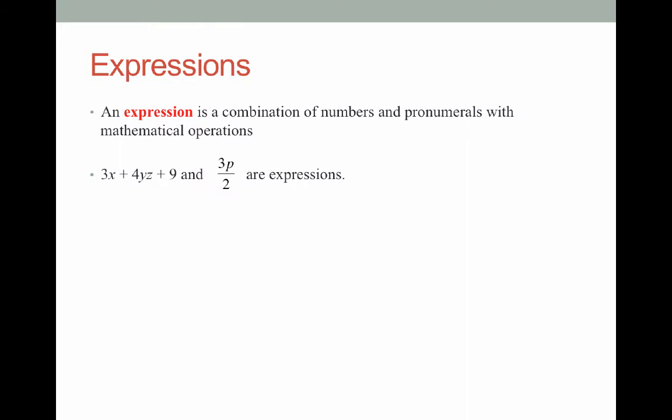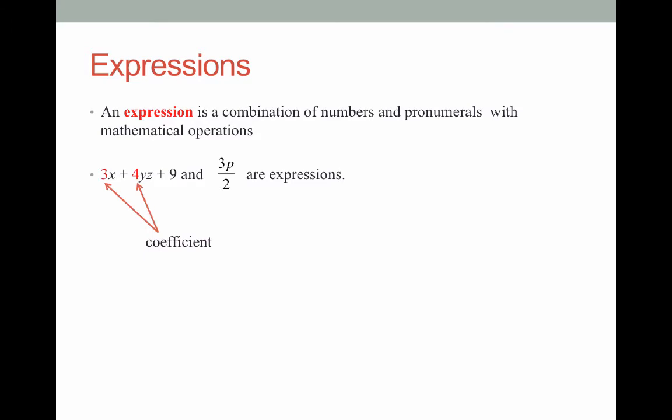Now when we put these letters and numbers together, these pronumerals together, they make an expression. And that's a combination of numbers with pronumerals and mathematical operations. So here I've got two expressions. I've got 3x plus 4yz plus 9 and 3p over 2. Those are both expressions. Now within those expressions, they're made up of terms. That first expression has three terms, the 3x, the 4yz, and the 9. They're all terms. The second expression just has one term, 3p over 2.